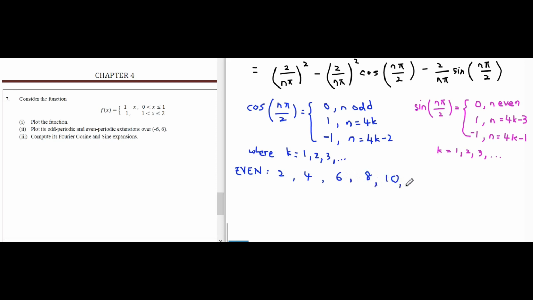And so on. So 2, 6, 10 will give the value of -1 when we substitute into cos n pi over 2. So this is for the range of n equal to 4k minus 2 when k begins with 1, 2, 3 and so on.